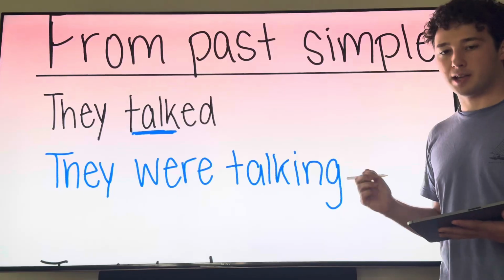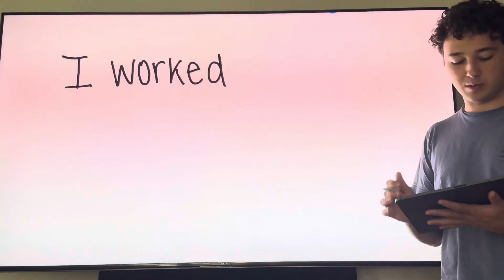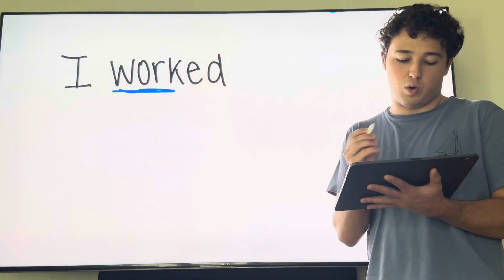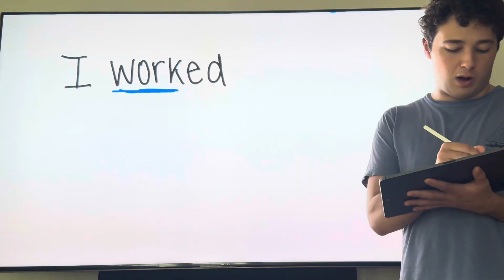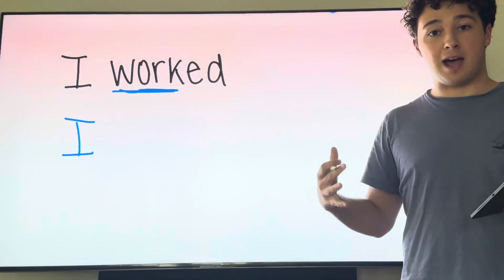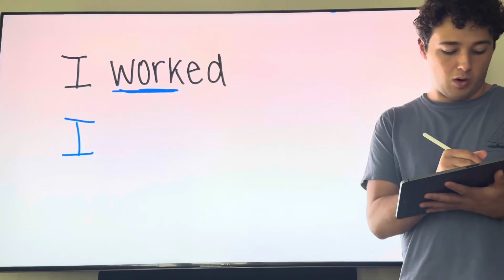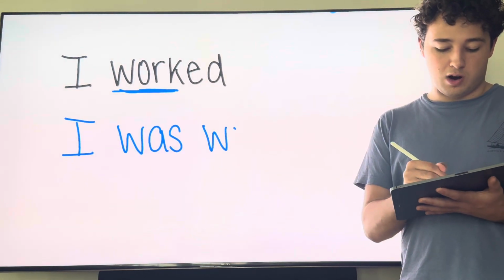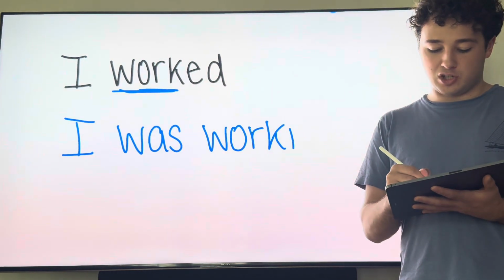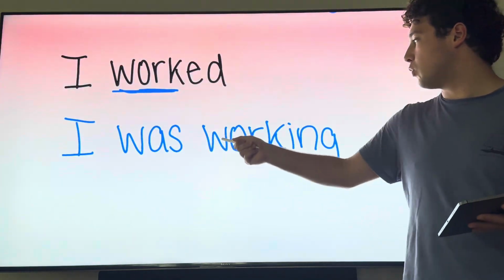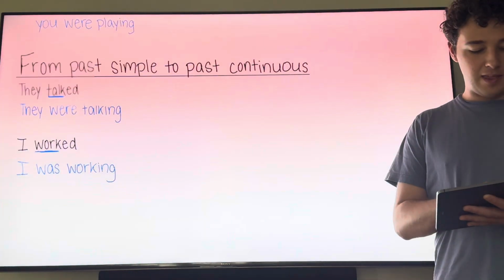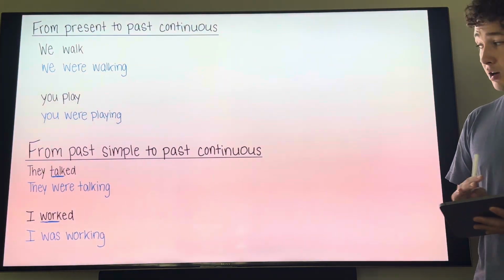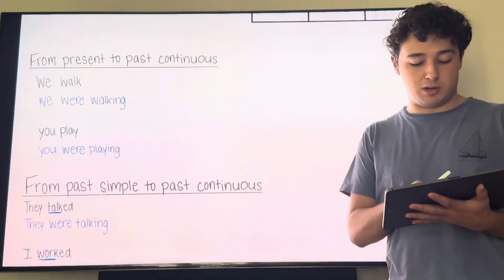Now, let's look at this last one here. I worked. The verb is to work. So you'd go I, take the past conjugation of to be, was, take the verb, work, and then add ing. I was working. And that is the past continuous form. These are how you form the past continuous.